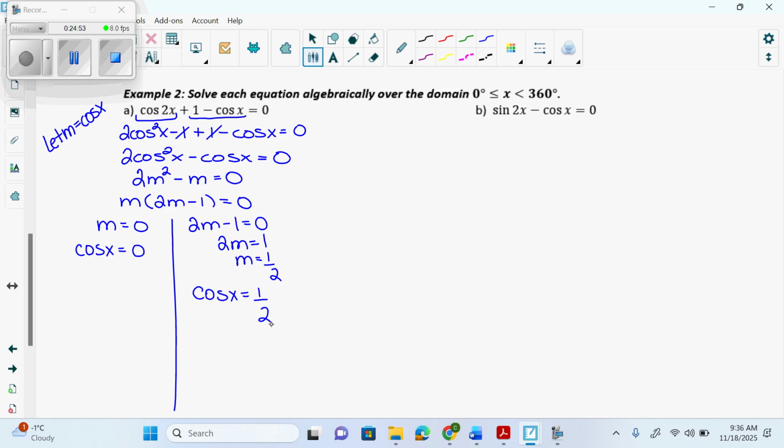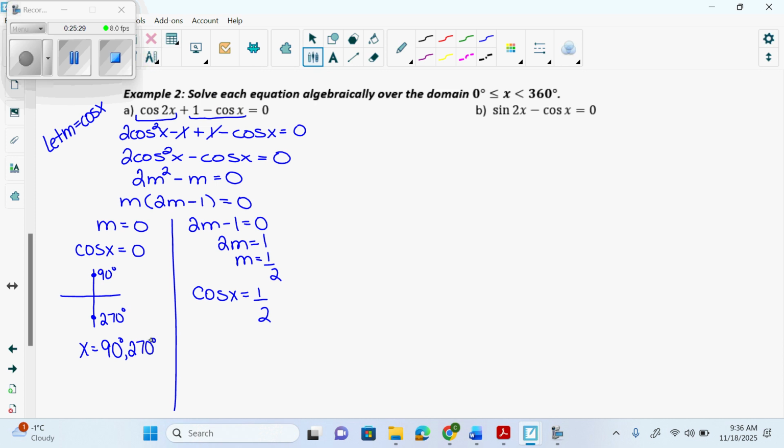Now, it's between 0 and 360, not inclusive of 360 degrees, right? So I go, where is cos x equals 0, which is where and where? 90 and 270. So my answer for this one is going to be x equals 90 degrees, comma 270 degrees.